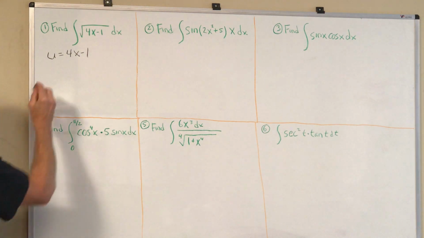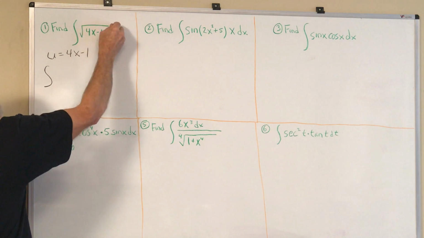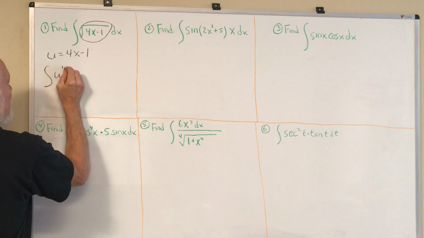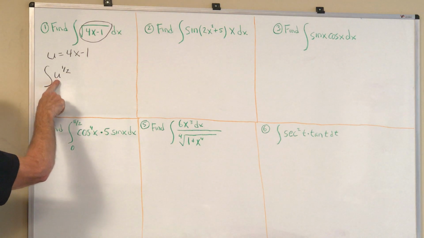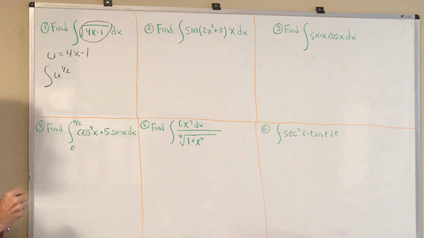Now, why would I do that? Because now I can rewrite, instead of putting this, I can write u to the 1/2. But I don't want to have u to the 1/2 dx. So I have to find out the relationship between dx and du.